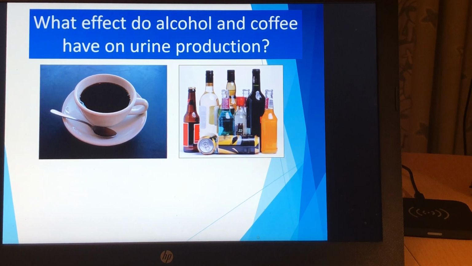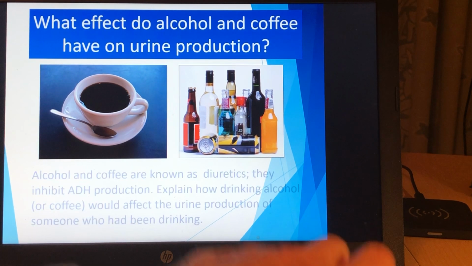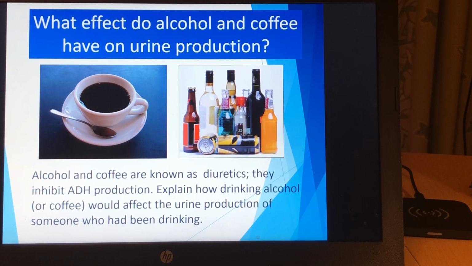Okay, finally, just to finish off, I want to get you thinking. So alcohol and coffee are two examples of things that are known to be diuretics. Now, way back at the beginning, we talked about what diuretics do. And we're reading here that alcohol and coffee inhibit the production of ADH.